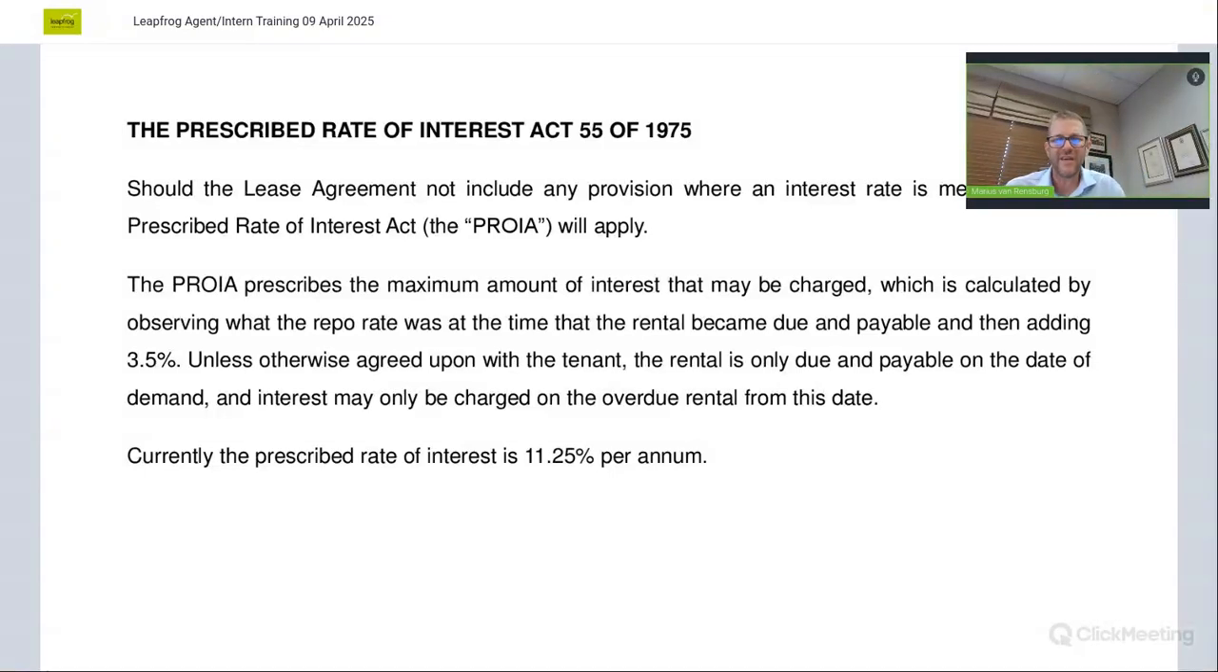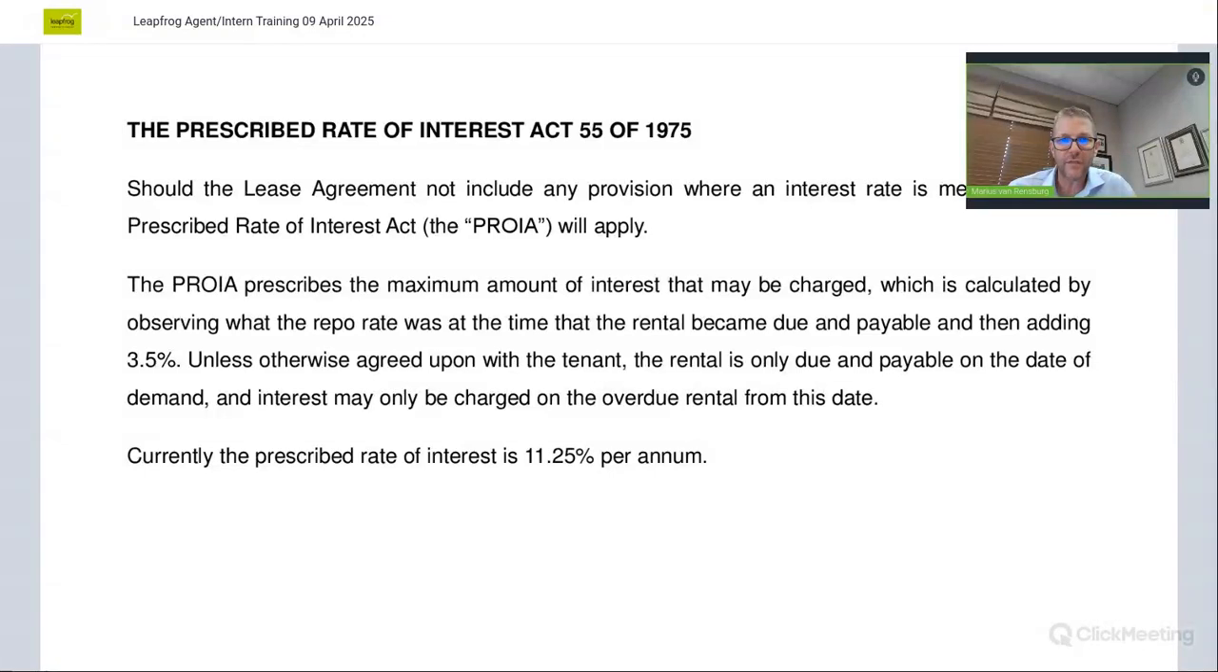But if I have an agreement, and the agreement does not provide for interest at all, right? So let's say your lease agreement is silent on the rate. We haven't applied the 2% per month. It doesn't say anything in the agreement. It's completely silent in the lease agreement. Well, what can we do? Can we still charge interest? Yes, we can. We can look at the Prescribed Rate of Interest Act.